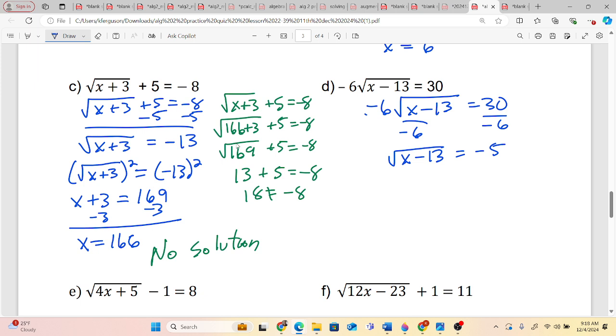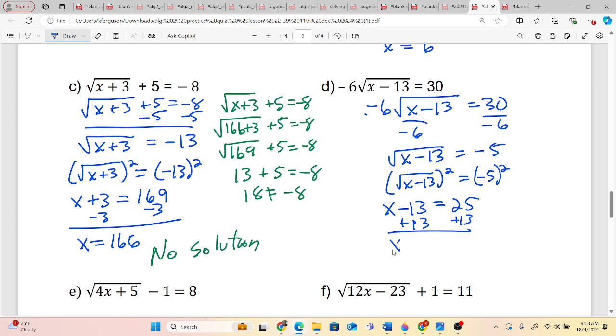Well, again, I'm in that same situation where I got a negative: a square root equals a negative. So I already know it's going to be no solution. You still need to work it out because you need to show your work. But just so you know, once you see a square root equals negative, you know there's no solution. So anyway, now I isolated this. Now that I've isolated the square root, I can take the square of both sides, and that gets rid of that square root. And then negative 5 to the second power is 25. And then I add 13 to both sides. And I get x equals, what is that, 38?